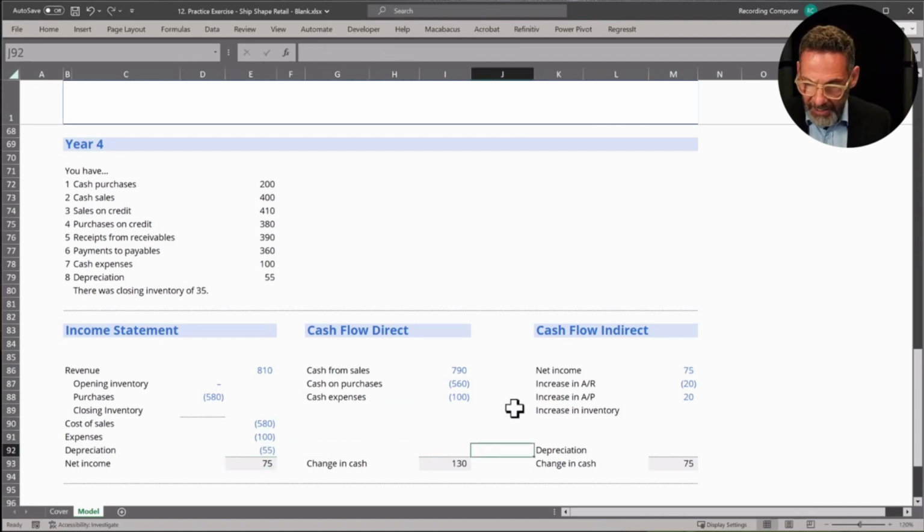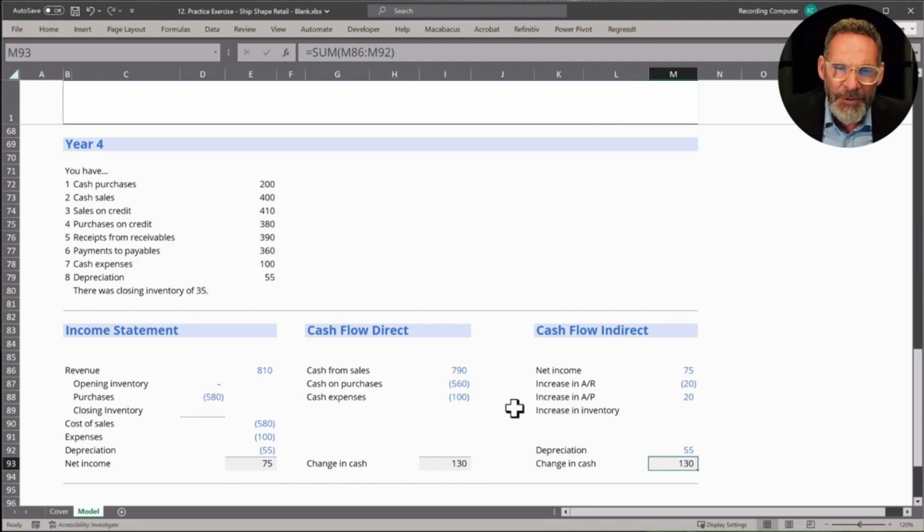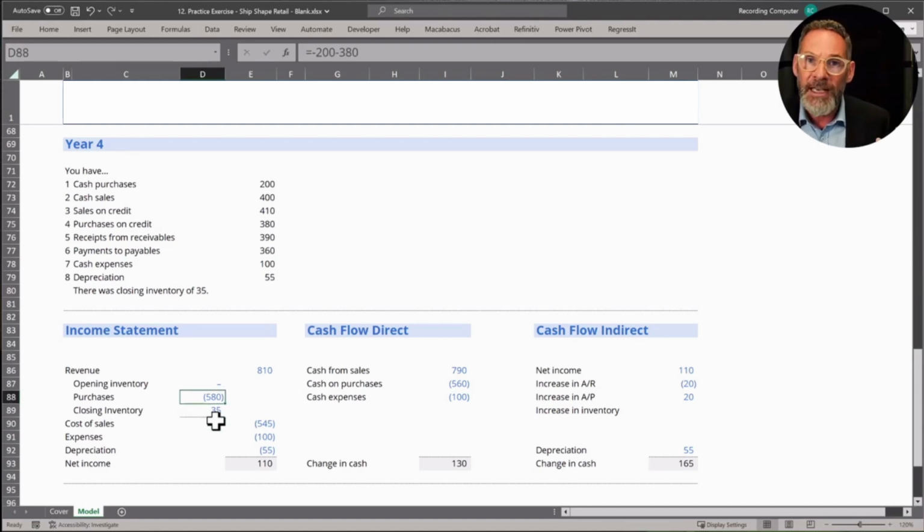We have depreciation as before. We have to actually add that back on the indirect. So far, so good. There's only one new element in year 4, and that's the inventory. In the previous years, what we saw was that inventory was at 0 at the end of the year, but now we have some inventory that is left. And so we need to reduce our cost of goods sold. And we're going to capture that closing inventory in row 89. And so the inventory at close was 35, and that's going to be a positive number because what I want is how much of the purchase expense relates to this period, and only 545 does.